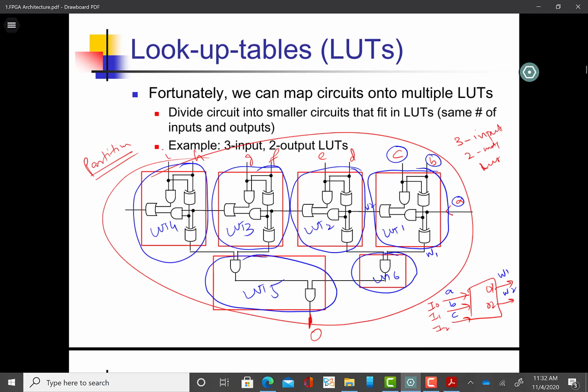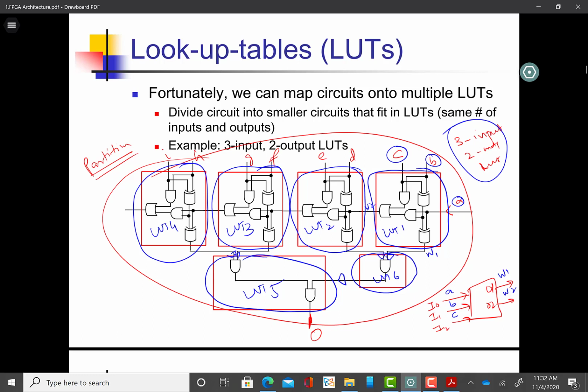Okay, so you see, every encircled circuit piece should have at most 3 inputs. So for example, if I check, this is 1 input, 2 inputs, 3 inputs. This one has 2, but that is less than 3. So you can have less than 3 inputs, but you can never have more than 3 inputs. This is how we partition the structure of the circuit into lookup tables.